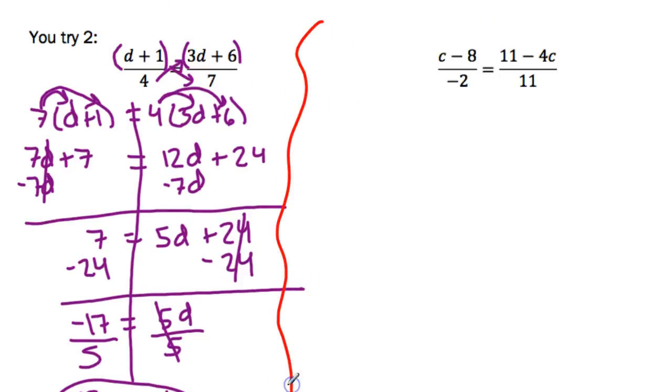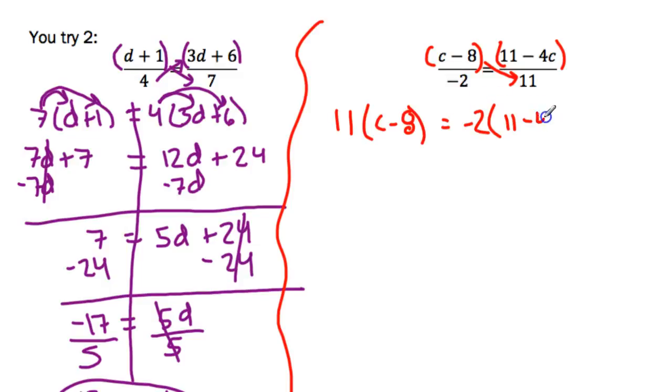Draw my little squiggly line. Same thing as the last one. I like parentheses, I put them right there. Now I multiply c minus 8 times 11. I'll put the 11 first. I'm allowed to do that because of the commutative property. Then I have c minus 8 equals negative 2 multiplied by 11 minus 4c.